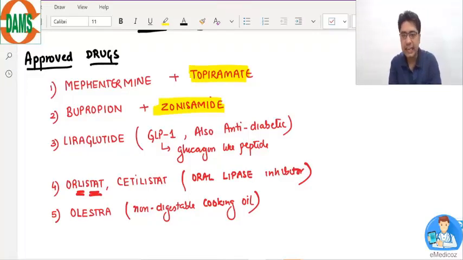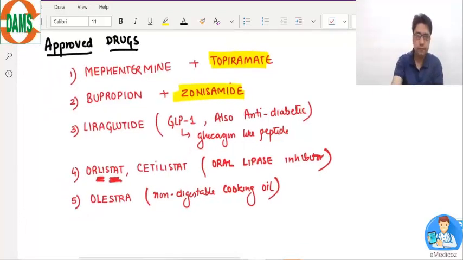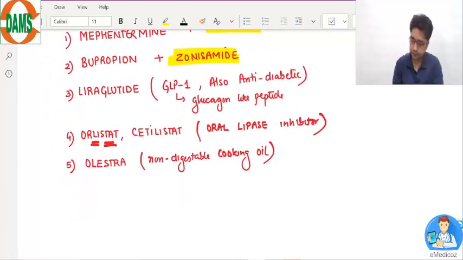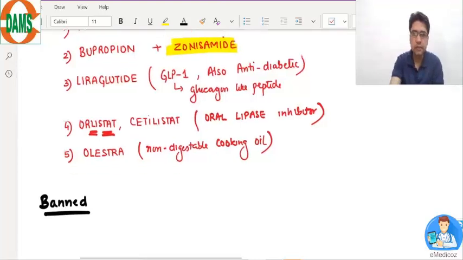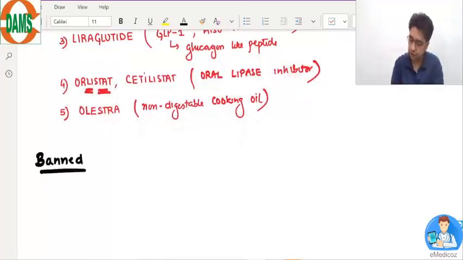Yes, it is an anti-diabetes mellitus drug. You're absolutely right. Let's write certain banned drugs. Let's talk about certain drugs which have been banned. The first drug you will write is fenfluramine.